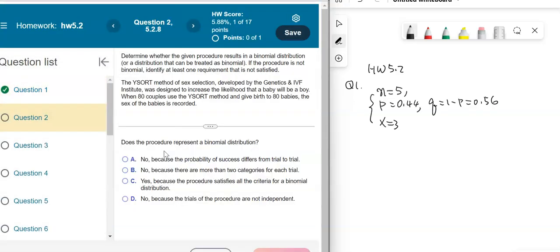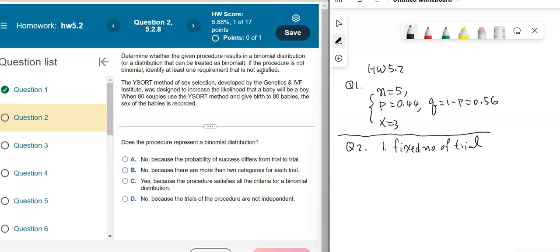Okay, question number 2. Determine whether the given procedure results in a binomial distribution. Now, to be a binomial distribution, a few conditions have to be met. Number 1, fixed number of trials. Number 2, trials must be independent.